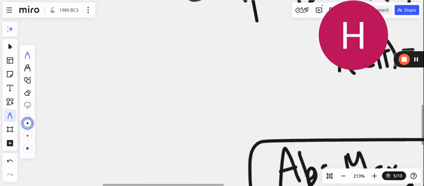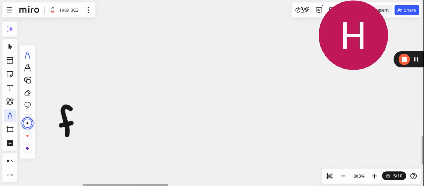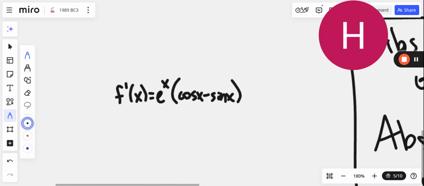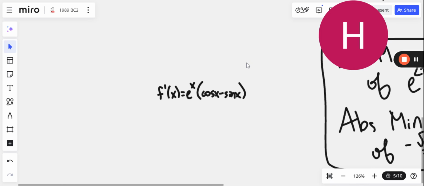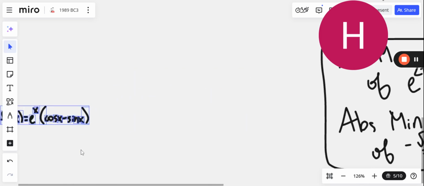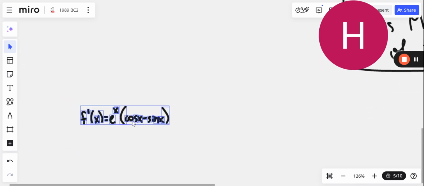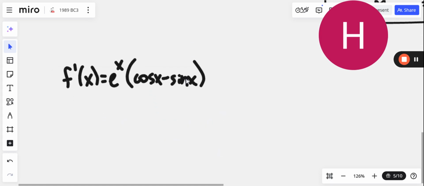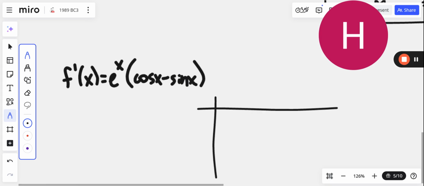We already have the derivative. It's e to the x times cosine minus sine. And it's really simple to determine when that's going to be positive or negative. If the sine value is bigger than the cosine, it's going to be negative. If cosine is bigger, then it's going to be positive. Right? So let's put that on a chart. E to the x is always positive.